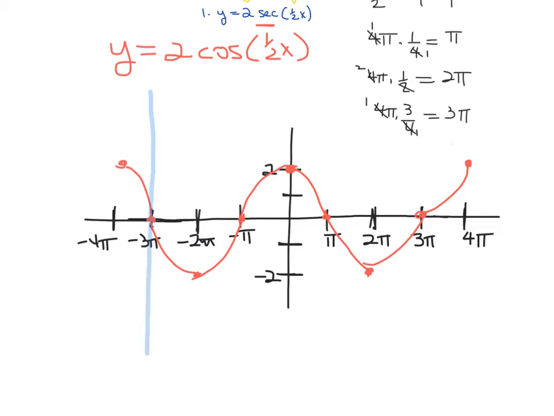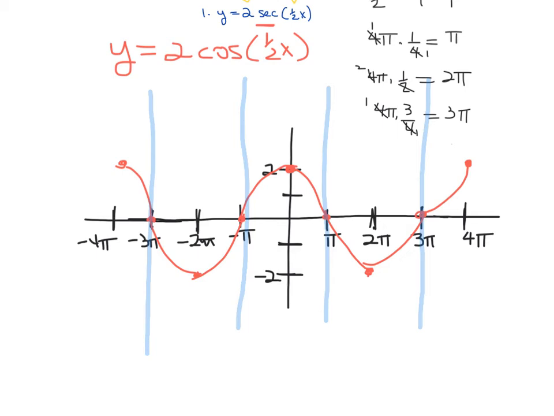Asymptote at negative 3 pi. Another one here at negative pi. All the places where it's touching the x-axis. And now I'll go in and draw the graphs.